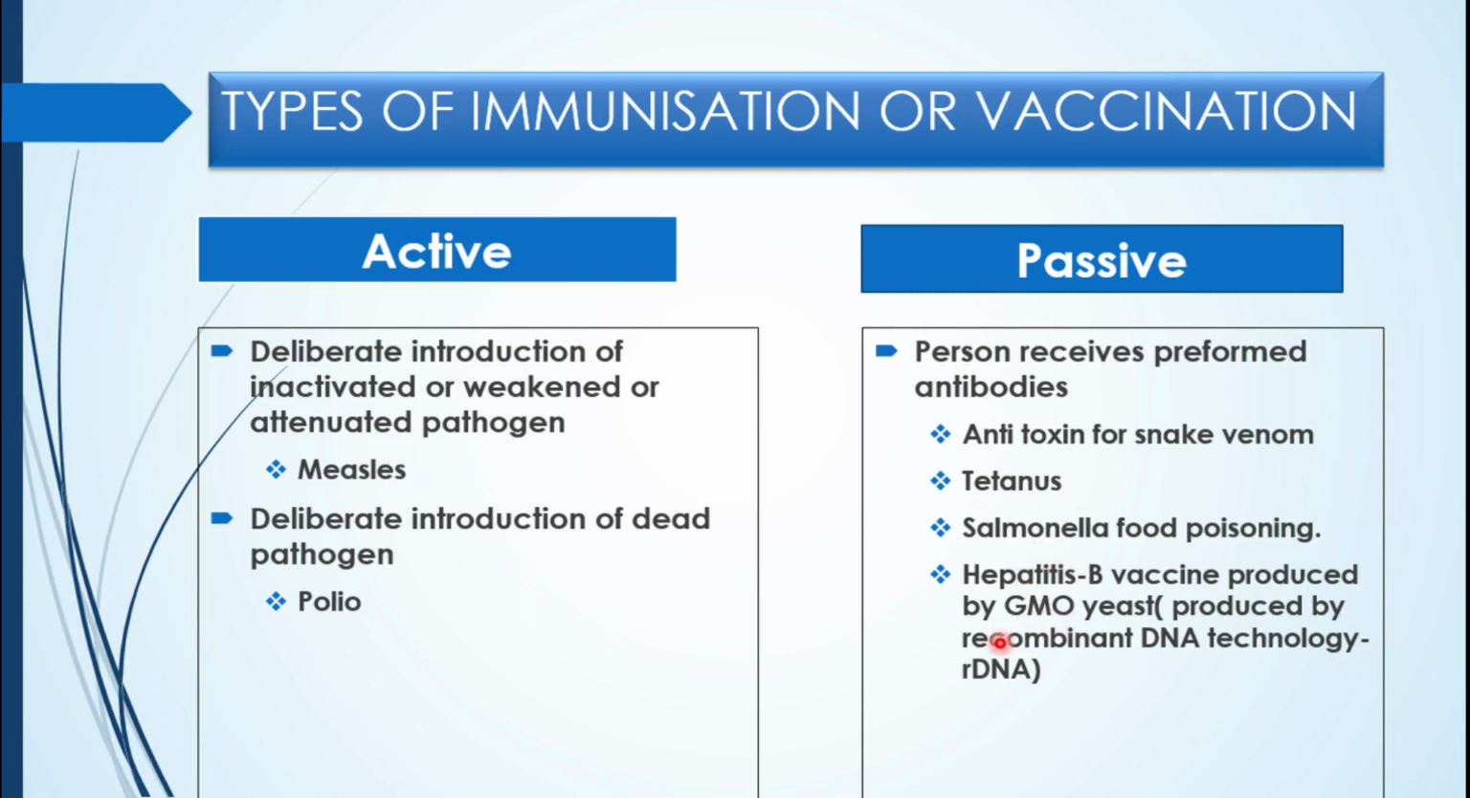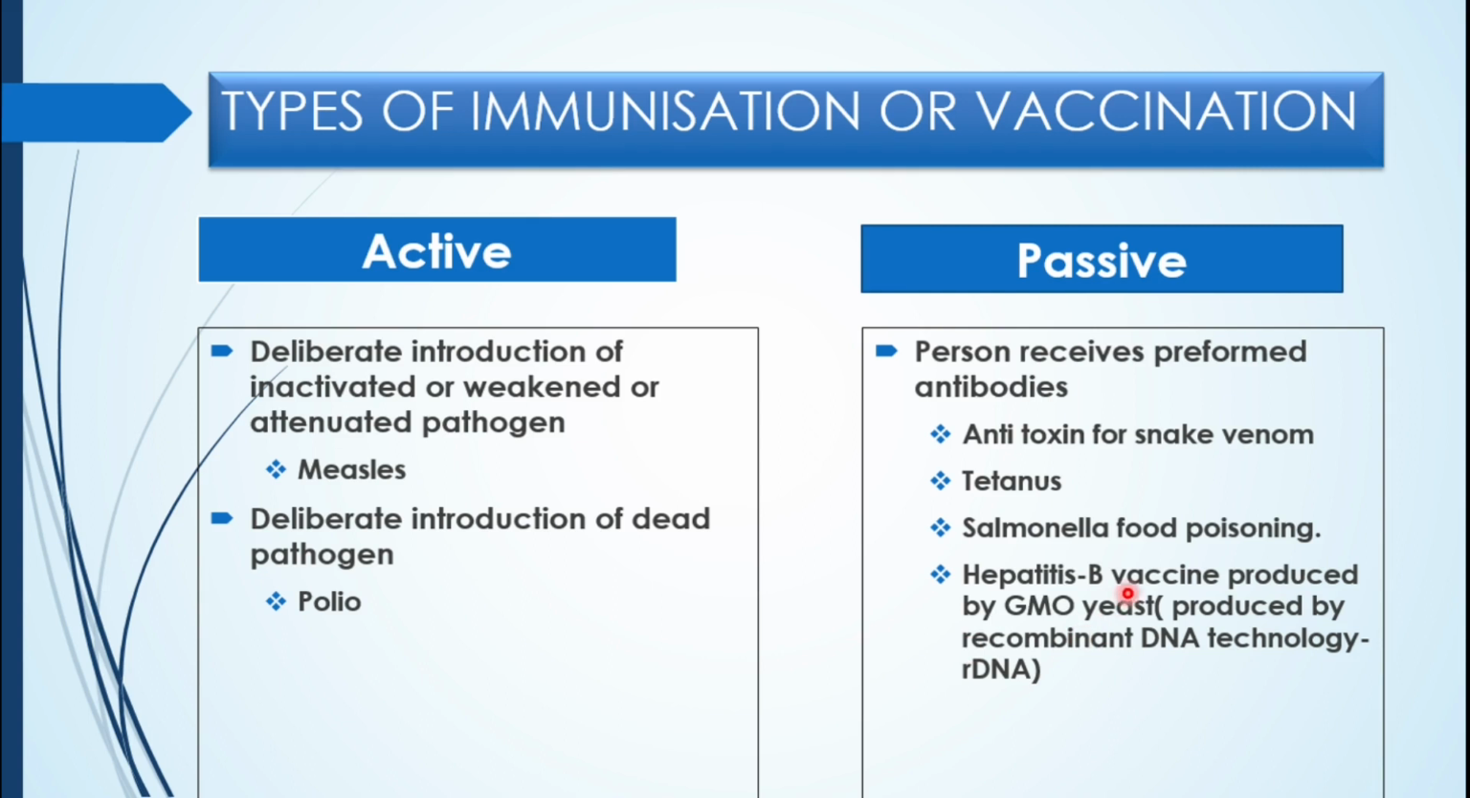Now, nowadays we find that we are using genetically modified organisms. GMO is genetically modified organisms, like yeast. Yeast is utilized, and it is modified with the hepatitis virus gene so that the yeast, through rDNA technique, by recombinant DNA technology, starts producing vaccine against hepatitis. So, large scale production of hepatitis B vaccine is now possible through the yeast.